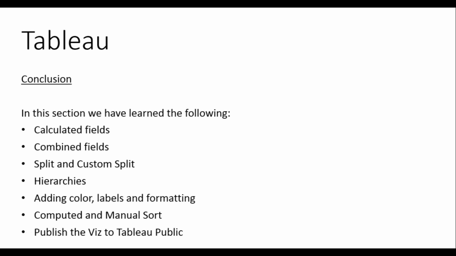But again, we have not used that one in the chart, but we have seen the concept. Apart from that, we have seen the hierarchies, how to create them and how to use them. After that, we have seen the formatting: how to format the labels, how to format the axes, how to add the colors, and how to label the chart. After that, we have seen computed and manual sort, and in the last we have seen how to publish the visualization to Tableau Public.